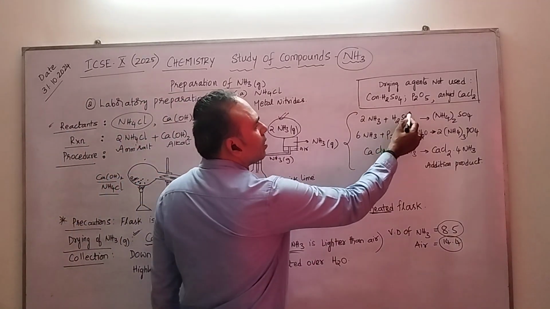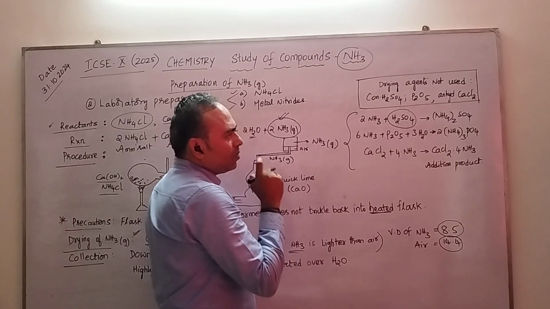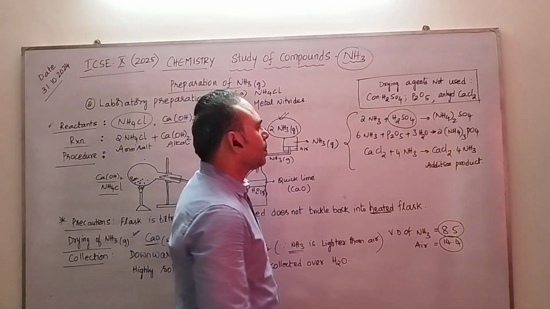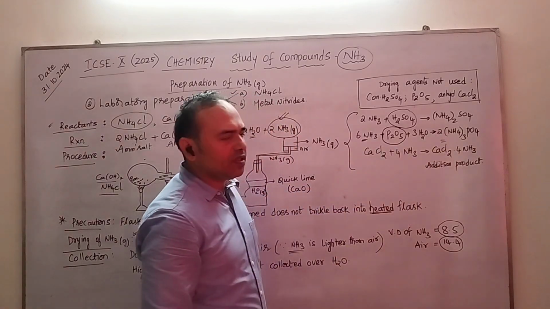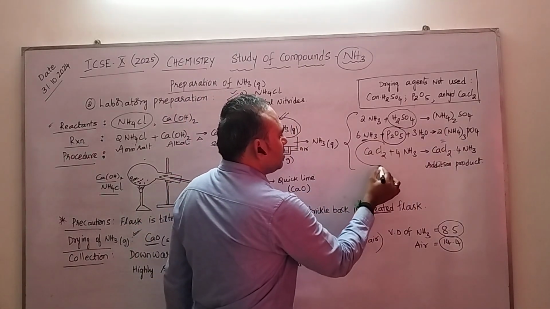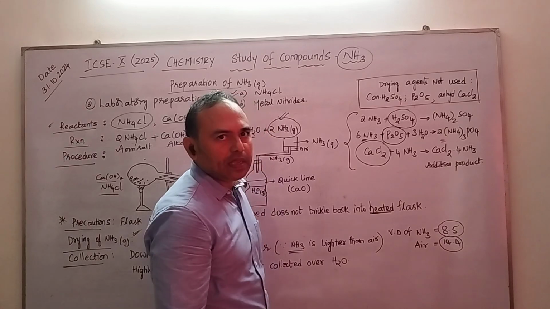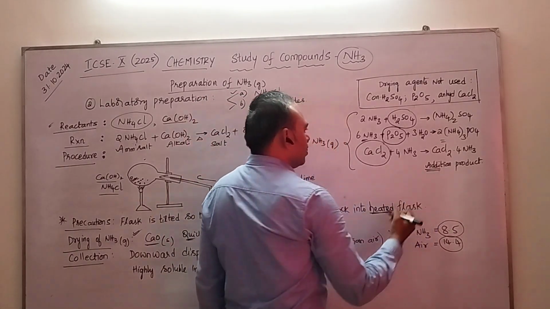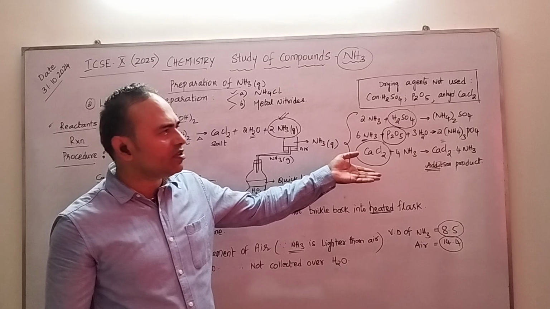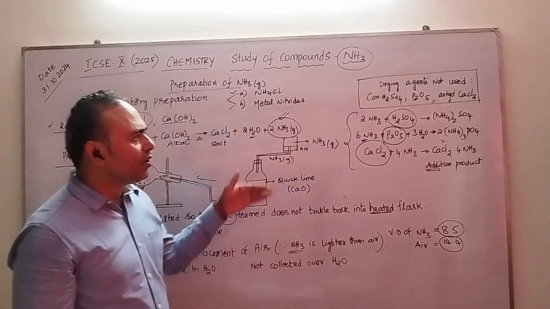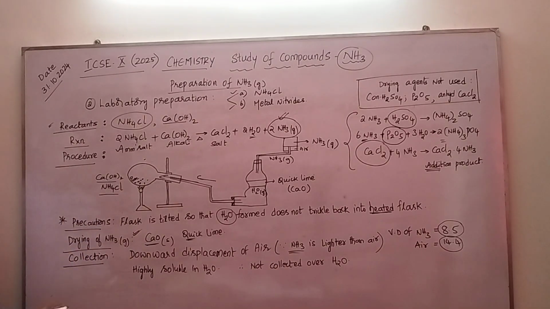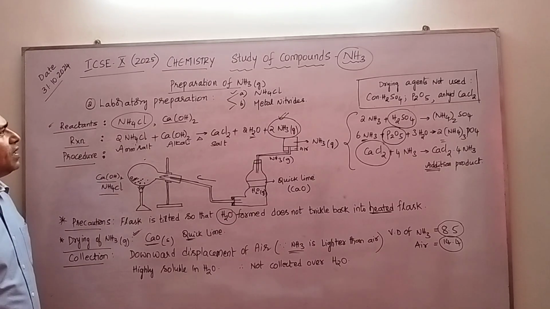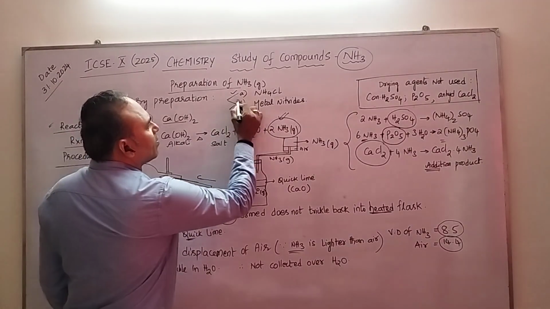First case, H2SO4 with ammonia forms ammonium sulfate. P2O5 will react with ammonia and form ammonium phosphate. And the last one, calcium chloride also reacts with NH3, but this forms an addition product. So because of their reactive nature, the other drying agents are not used in this process. Only calcium oxide cannot combine with ammonia, that's why we are using this. So hope you have understood. With this we have completed the preparation of ammonia in the first method.